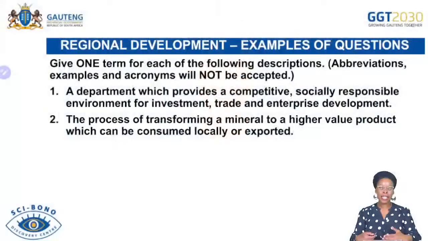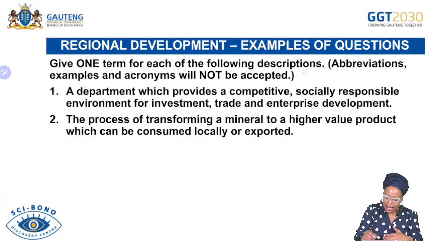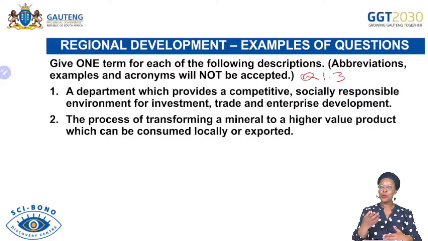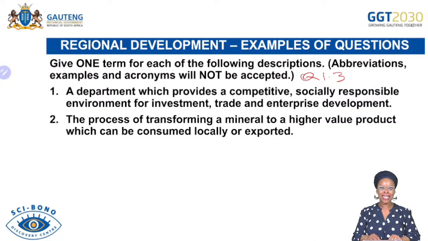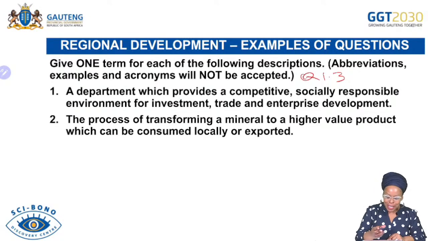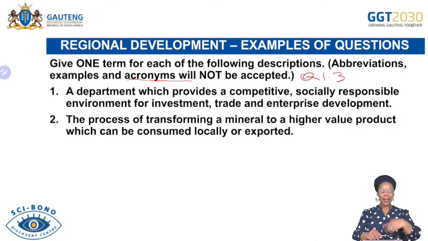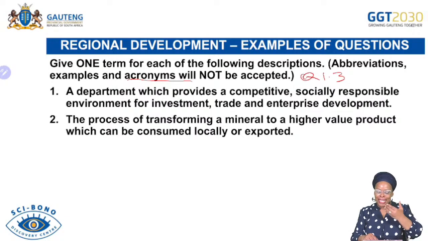In Section A, question 1.3, you can be asked to identify certain concepts. The examiner can just give you the description, and you're not supposed to write any abbreviation or acronym. Let's look at the first one. An example: a department which provides a competitive, socially responsible environment for investment, trade, and enterprise development. We both know that is the Department of Trade, Industry and Competition.